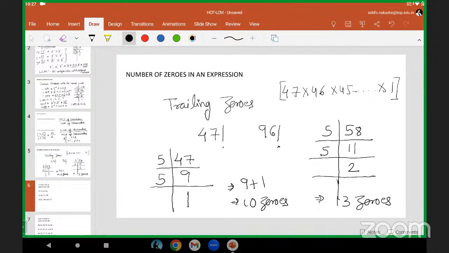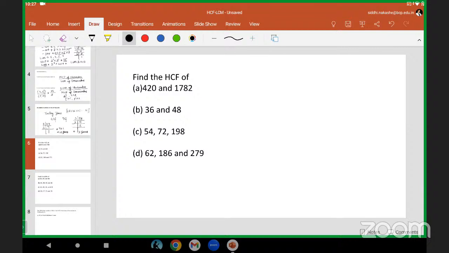So let's try some questions for LCM and HCF. Let's try to solve one or two questions. So we need to find HCF of 36 and 48. Again, for HCF we'll take the common numbers with the lowest power. So for 36, it is 2 into 2, that is 4, 4 into 9, that is 3 into 3. That is 4 into 9, 36. So this is nothing but 2 square into 3 square.